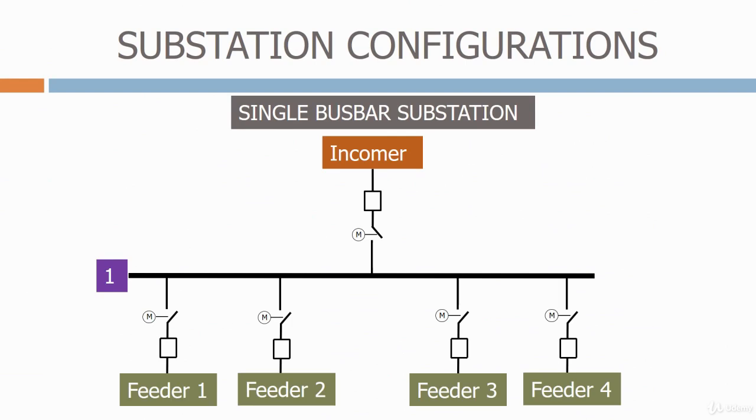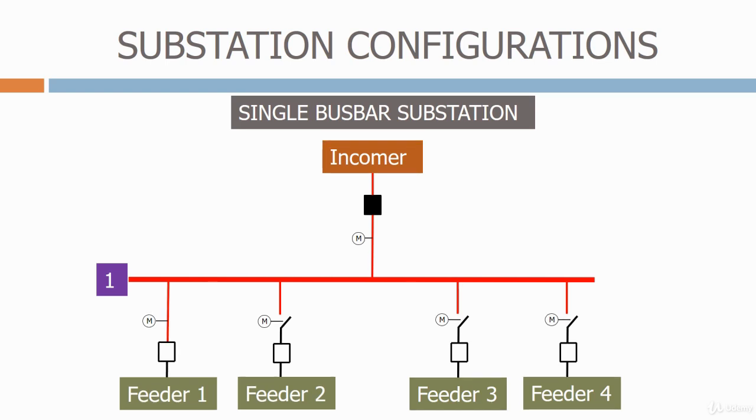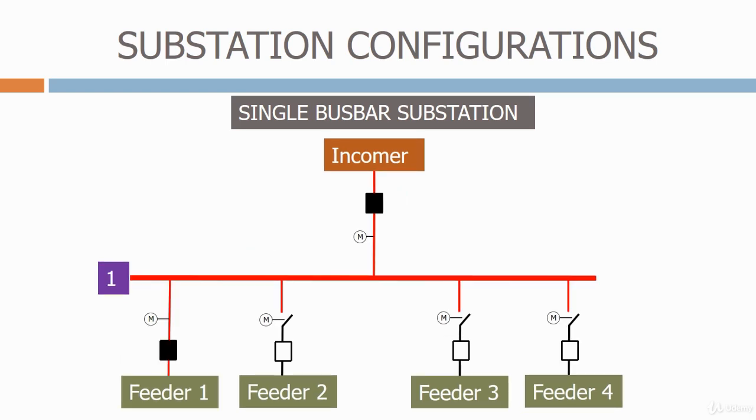Next, we have a single busbar substation. This is a simple configuration to connect a single incomer to several feeders. Let's see how this configuration works. Firstly, we close the isolator on the incomer before closing the incomer circuit breaker. The busbar is now energized. Let's now energize one of the feeders. Again, we close the isolator before closing the feeder circuit breaker. Power is now flowing from the high voltage incomer and through the low voltage feeder.